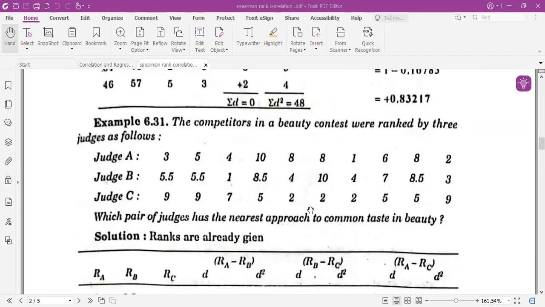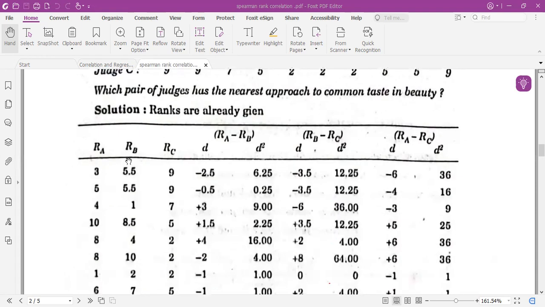Now here in this example 6.3.1, the competitors in a beauty contest were ranked by three judges A, B, and C as follows. So you have a rank given here. Which pair of judges have the nearest approach to the common taste in beauty? When they ask pairing, you have to find out the permutations of the pairings. What are the groups you can do? A with B, B with C, then C with A. That is how these ranks are taken here.